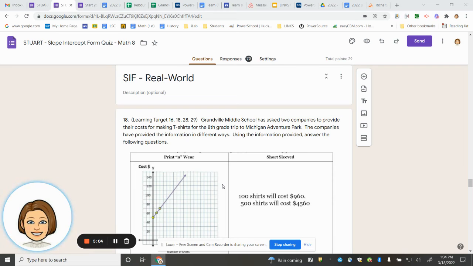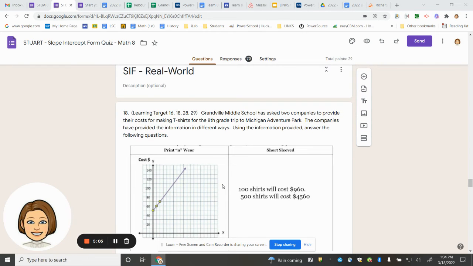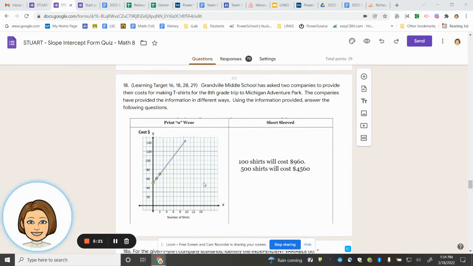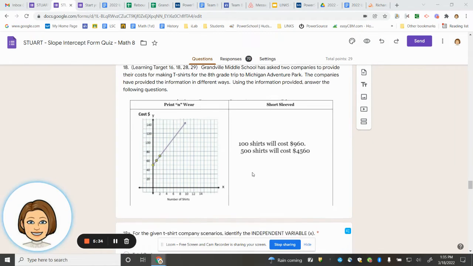Number 18 is a real-world problem. Granville Middle School has asked 2 companies to provide their costs for making t-shirts for the 8th grade trip to Michigan Adventure Park. The companies have provided the information in different ways. Using the information provided, answer the following questions. So we have the company Print and Wear using a graph, and then we have the company Short Sleeved giving us 2 points. 100 shirts will cost $960. 500 shirts will cost $4,560.